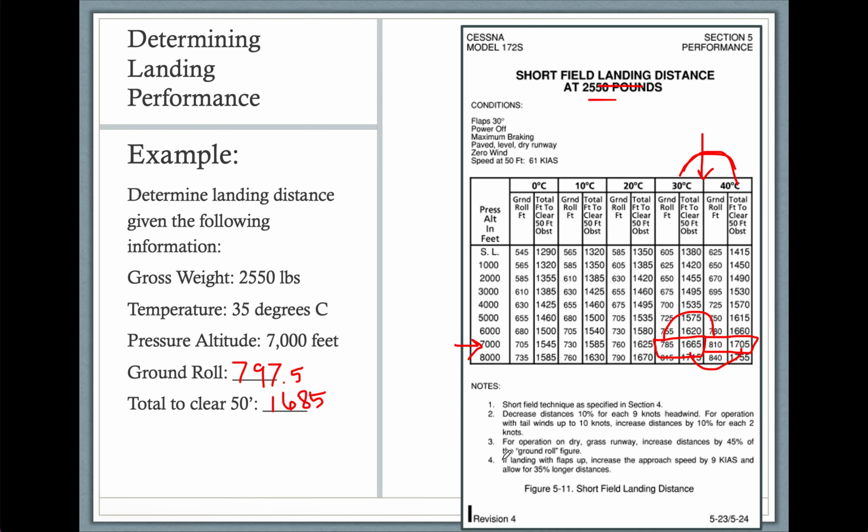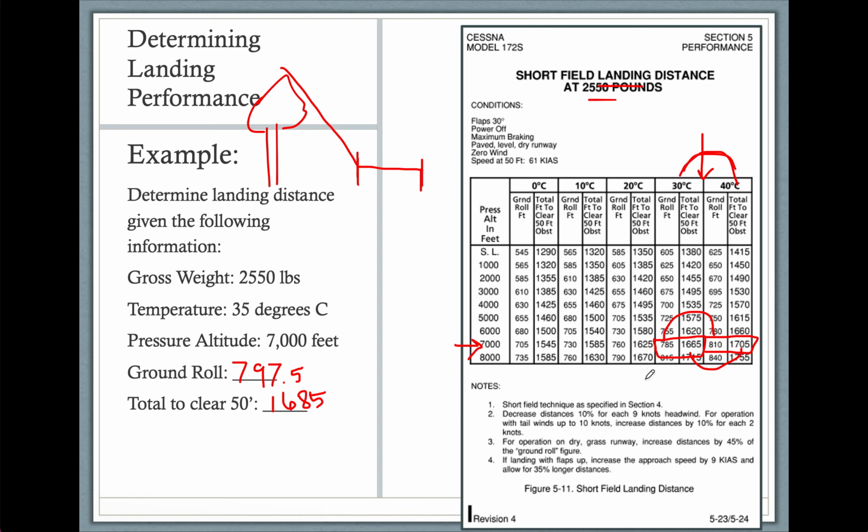So if there's no wind on a level surface, dry runway, and I'm landing with my flaps down and I do everything like I'm supposed to, it should take me a total of 1,685 feet to climb over a 50-foot tree, or to descend over a 50-foot tree, land on the runway, and get stopped. From the point I land to the point I stop, it only takes 797 and a half feet, is what this is telling us here.